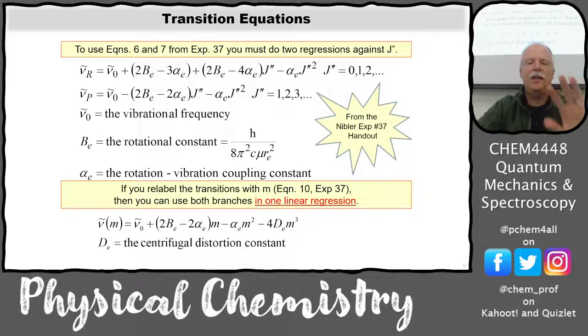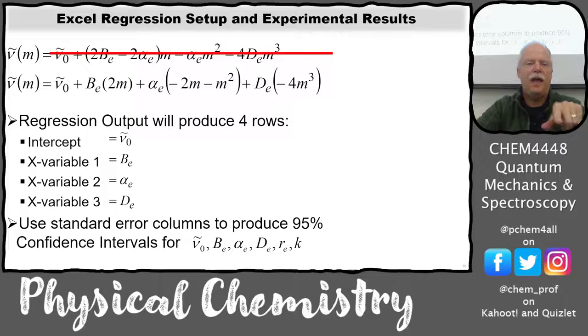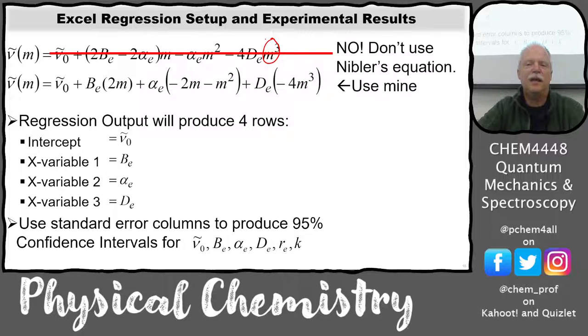You have a lab handout from the Nibler book in this lab, and he has this transition equation based on M. And he has you doing a regression based upon M, M squared, and M cubed, where these are your columns of your regression. But I've rearranged this and say, don't use the Nibler equation, use mine right here from this video, okay? You're using a column with 2m, a column with this mess here, minus 2m minus m squared, and a column with m cubed. And this is your centrifugal distortion constant. This is your rotational constant, your vibrational frequency, and this rotation-vibration coupling constant. So you'll solve for four unknowns with all of these peak-picked equations.